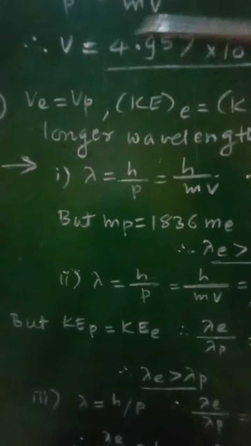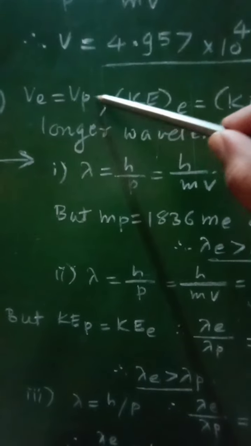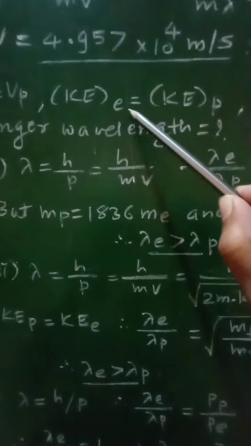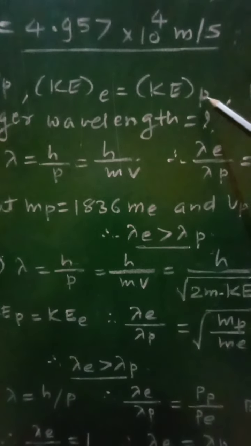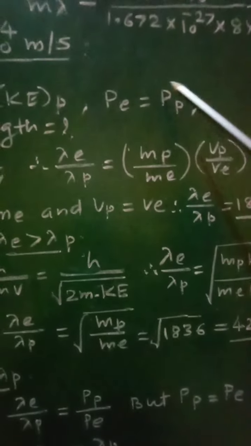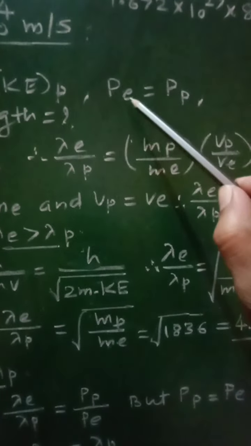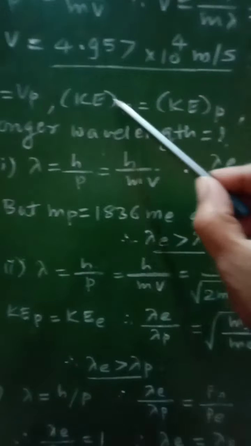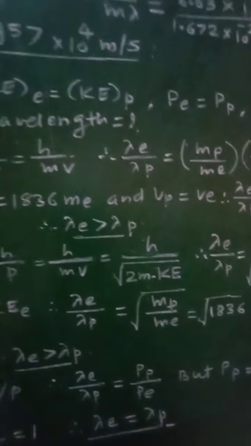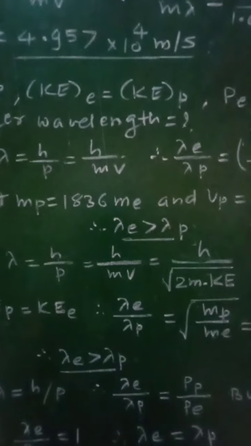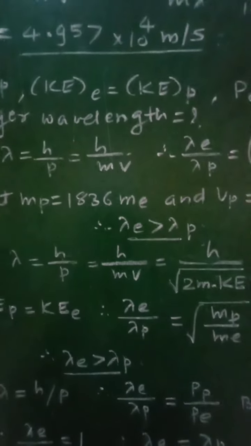And therefore for this numerical, the given data is v_e is equal to v_p, that is speed of electron and proton are the same. Then kinetic energy of electron is equal to kinetic energy of proton for second case, and for third case p_e is equal to p_p, that is momentum of electron is equal to momentum of proton. So for these 3 different cases, we have to find out the relation between lambda e and lambda p, that is wavelength for electron and wavelength for proton.